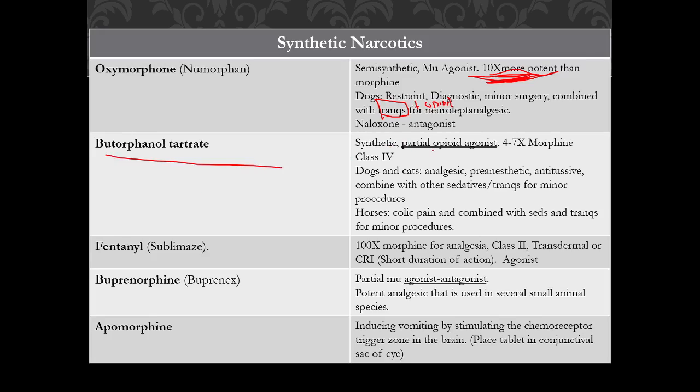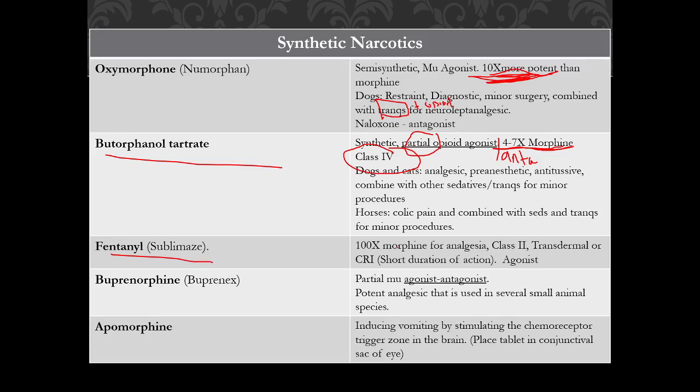Butorphanol tartrate is synthetic. It is a partial agonist-antagonist, opioid agonist slash antagonist. Okay. Times the morphine potency. It is a class 4 substance because it has some partial antagonist activity. In dogs and cats, we use it as an analgesic, pre-anesthetic, antitussive, and combined with other sedatives or tranquilizers for minor procedures. In horses, we can use it for colic pain and combine it with sedatives and tranquilizers for minor procedures.